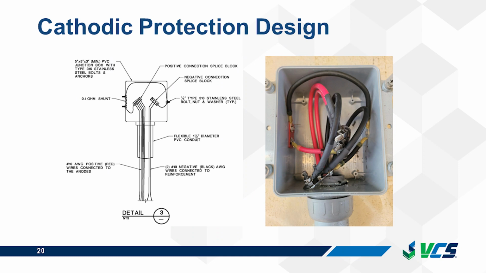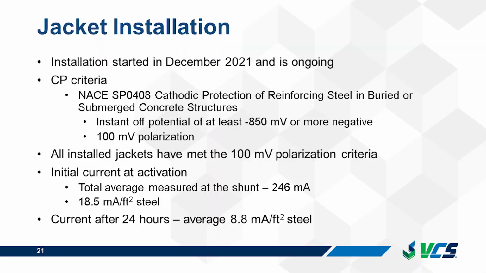The red wires you see connected to the shunt are the anode wires, and the black wires are the structure connections that are connected to the pile reinforcement. The jacket installation started in December of 2021 and is still ongoing. VCS is on site performing measurements on the jackets.